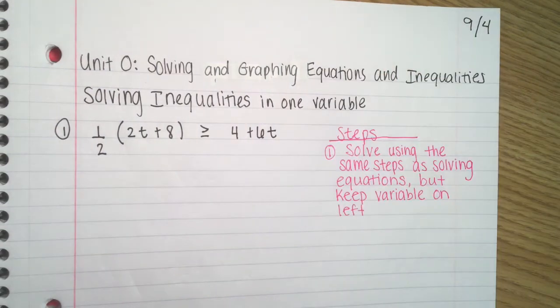So the only difference here in solving inequalities is that we want to try to keep the variable on the left. It's going to help us put that on a number line. If we were to solve using the same steps as solving equations, we're going to go ahead and simplify the left-hand side and the right-hand side first.